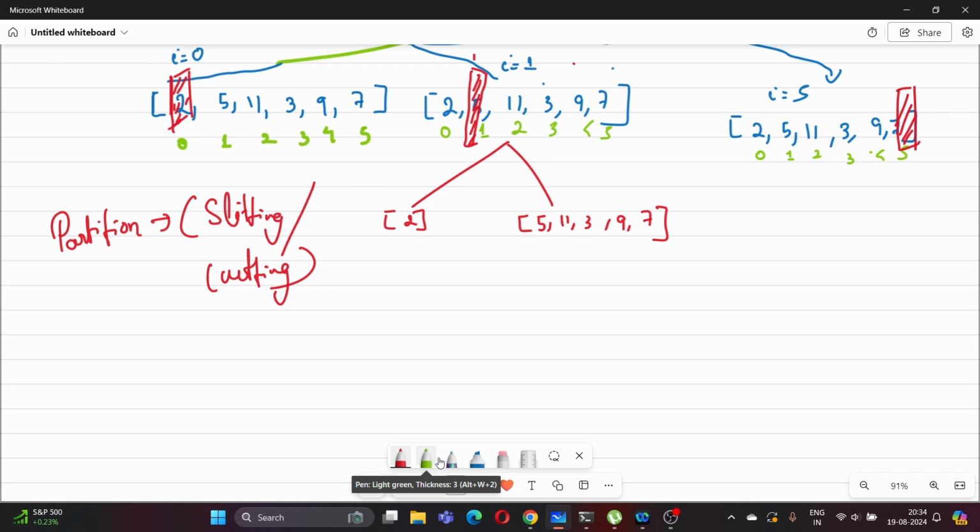Now let's dive deeper into this case. If you see, in i is equal to 1 partition, these have become two different entities. Here, 2 has an index of 0 now, and here it has indices 0, 1, 2, 3, 4.